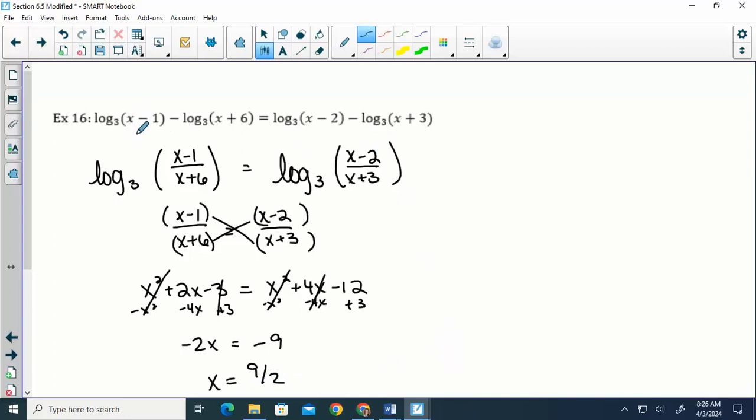So double check, is 4.5 minus 1 positive? Plus 6 is positive, minus 2 is positive, plus 3 is positive. What if one of those turned out to be negative? What would my answer become? No solution. And it is possible to have no solutions on these, so don't assume an answer will always work.